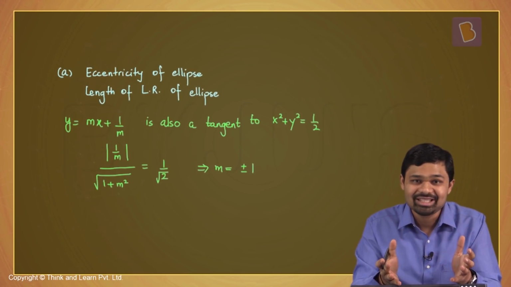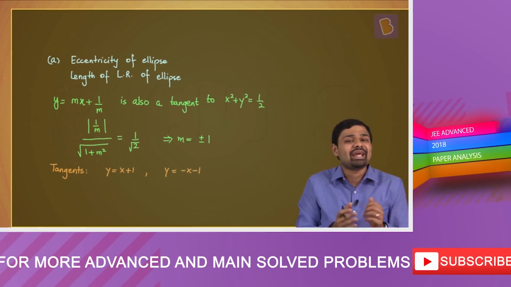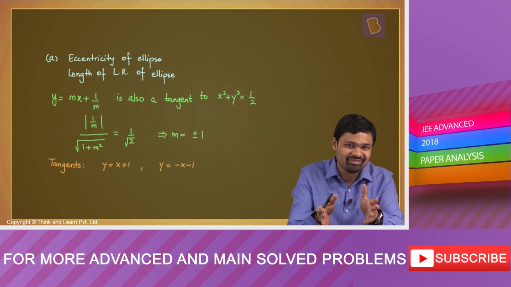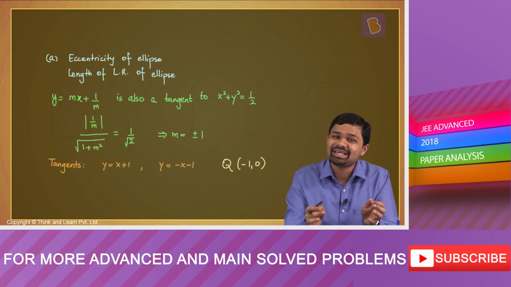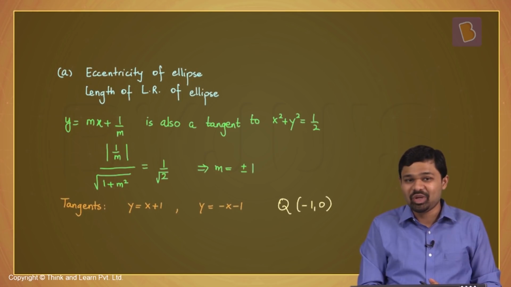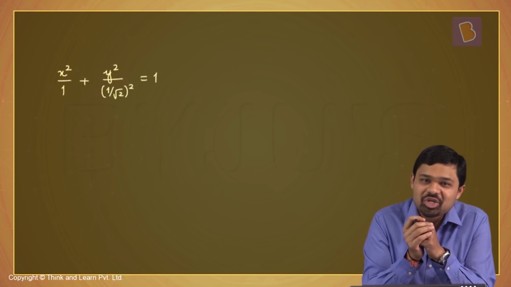So the 2 tangents are very simply y is equal to x plus 1 and y is equal to negative x minus 1. Point of intersection of these 2 straight lines, very, very simple. Q is equal to negative 1, 0. So I found out what is the coordinate of point Q. Once I find out what the coordinate of point Q is, it's very straightforward to solve the first question, because now we have the equation of the ellipse.